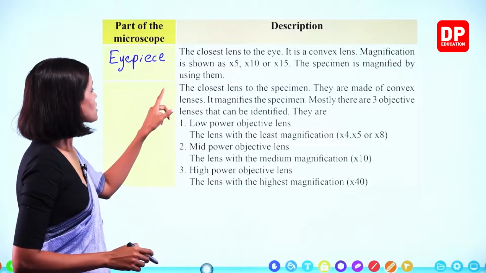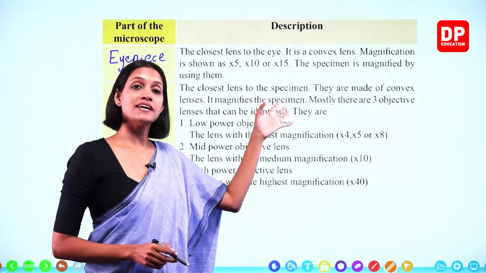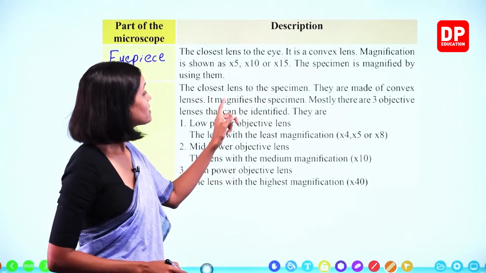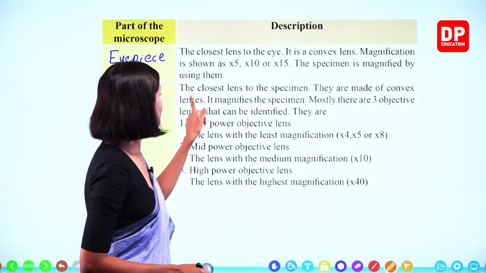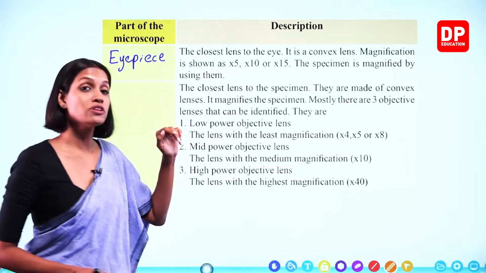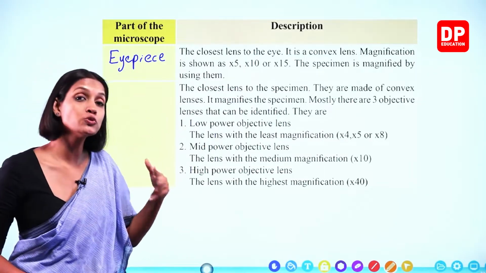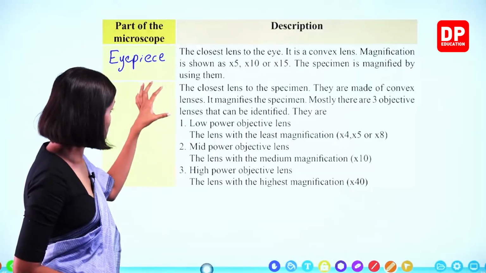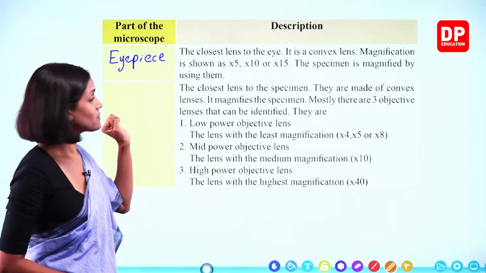Next one, the closest lens to the specimen. What are they? Objectives, right? They are made of convex lenses. It magnifies the specimen, right? So the specimen gets magnified 2 times. First through the objective, then through the eyepiece, right?